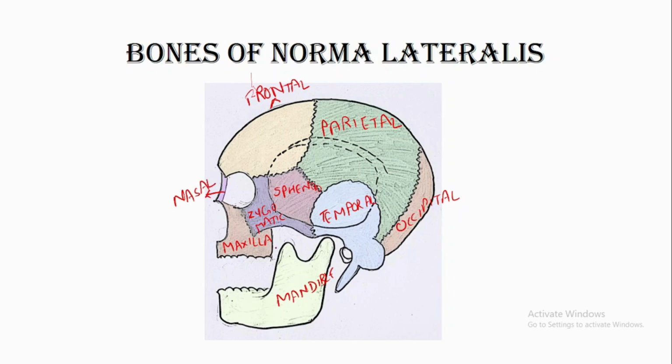So these all bones we can see in norma lateralis. First is the frontal bone, then parietal bone, occipital bone. Coming downwards is the temporal bone, greater wing of sphenoid, zygomatic bone, nasal bone, maxilla, and mandible.